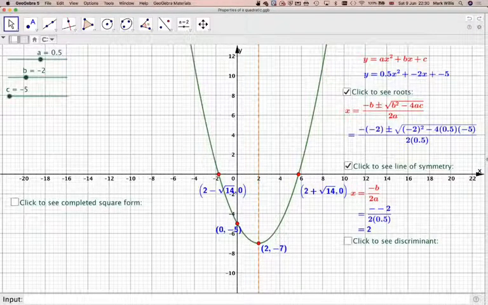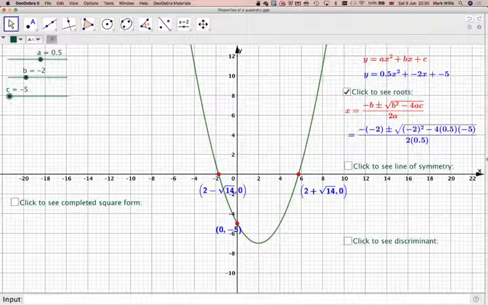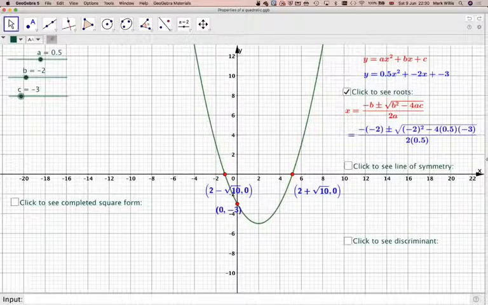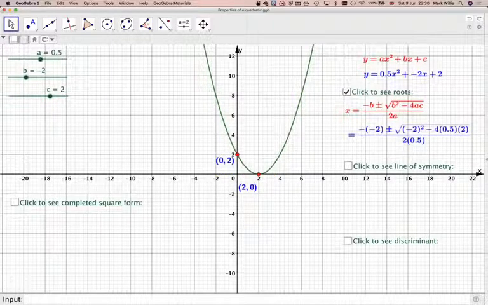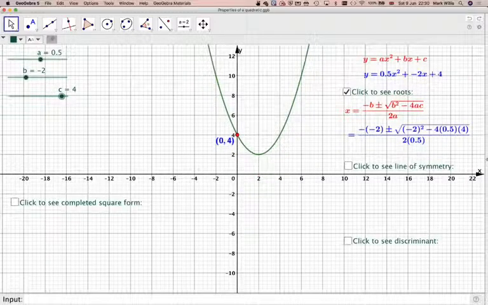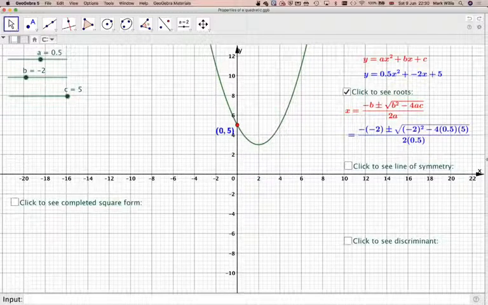Now, let's just get rid of the line of symmetry. We can have two roots, but if I move c, sometimes I can have just one root, which will be at (2, 0) in this case. And then also I can have a situation where I have no roots. Now what happens when you have no roots is the bit here under the square root sign comes out to be a negative number, and therefore you can't take the square root of a negative number.